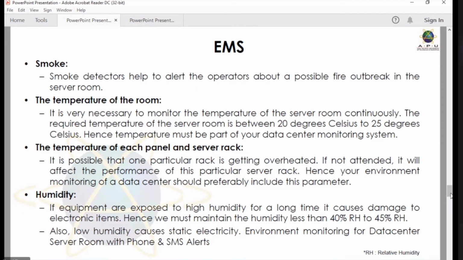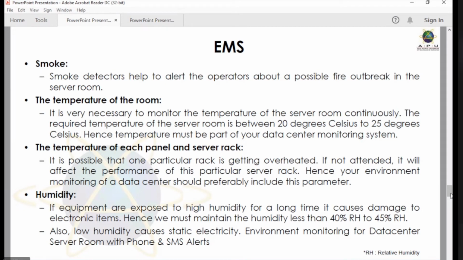Hence, your environment monitoring of a data center should preferably include these parameters. So in EMS, we have this smoke detector system, we have this room temperature monitoring system, and we have temperature monitoring at even the rack level. In server racks also, a monitoring system is placed to show what the temperature is.